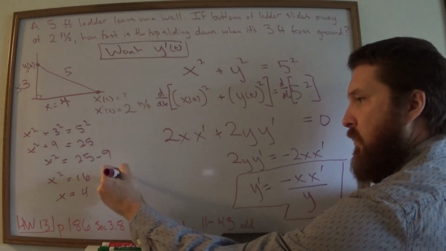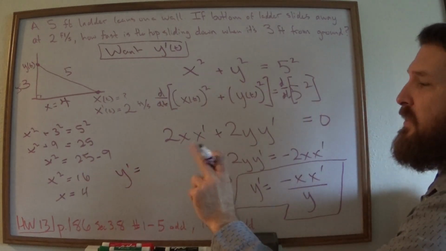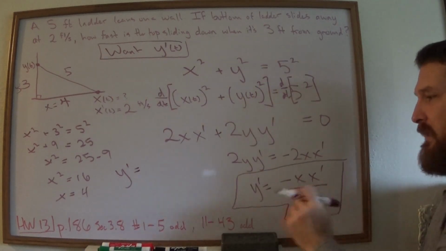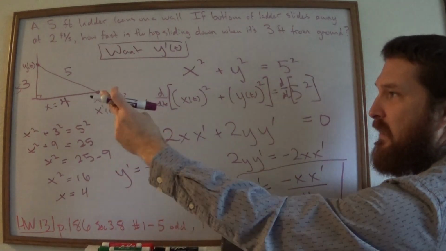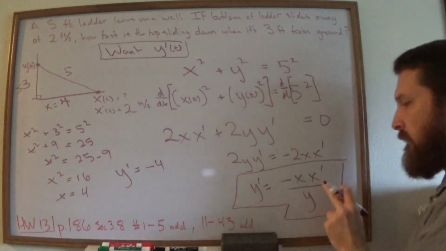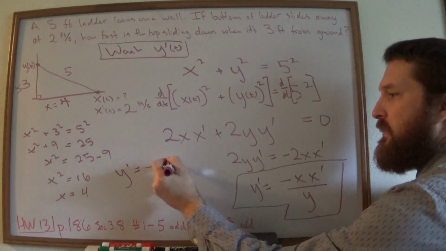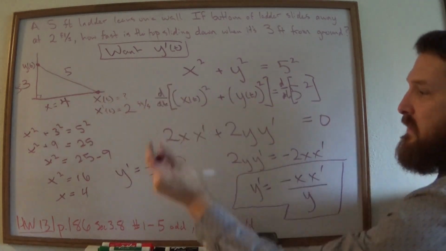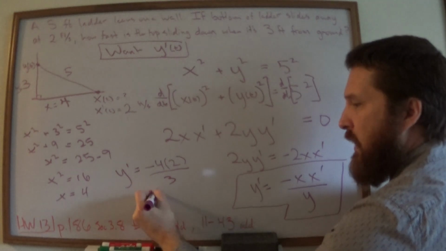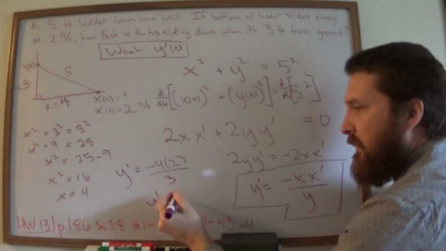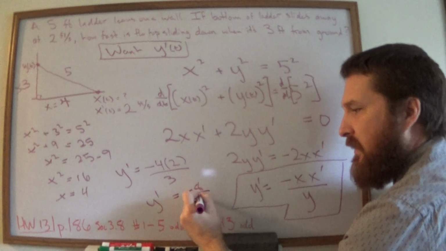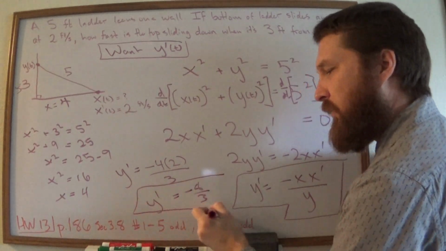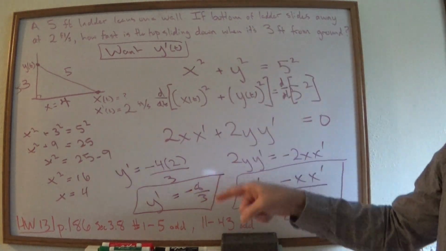We get y prime, that is the rate at which the top is moving, is equal to negative x, which is 4, times x prime, which is always 2, over y, which in this case is 3. So we get y prime at this time is negative 8 thirds. And so that's the answer to the question. That's how fast it's going.